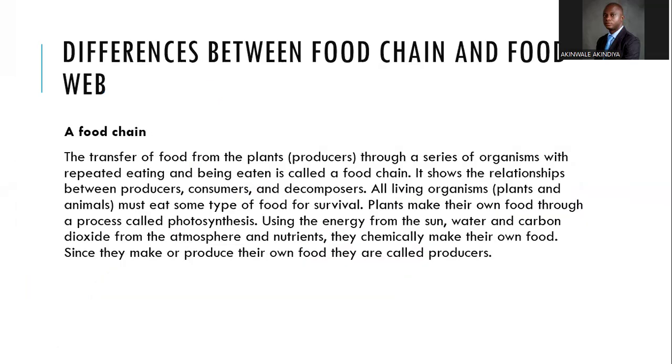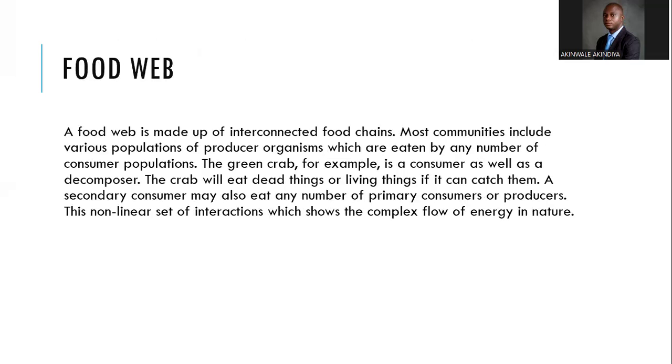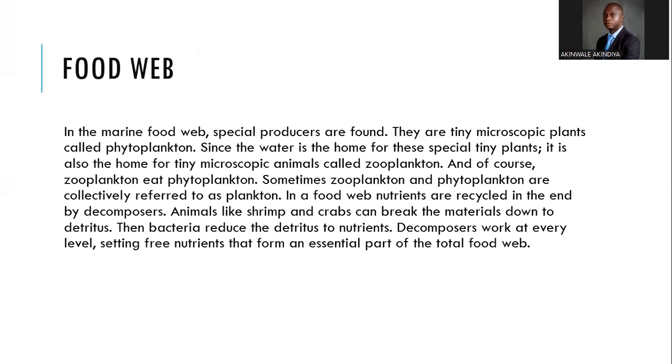So I've talked about the differences between food chain and food web already. Food chain is basically a linear arrangement of how one level depends on the other. The food web is a combination. You can see food web is made up of interconnected food chains.